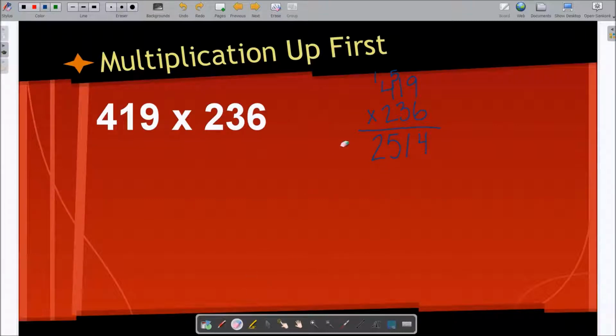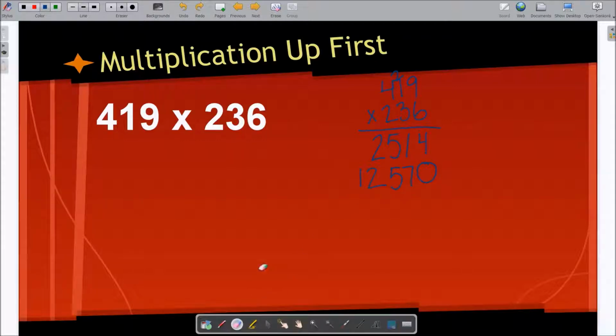Now I'm going to get rid of that carry because I don't want to get them confused as I start working on the 3. I'm going to go ahead and add my 0 so I don't have to worry about that. 3 times 9, 27, carry the 2. 3 times 1 is 3, plus 2 is 5. 3 times 4 is 12.